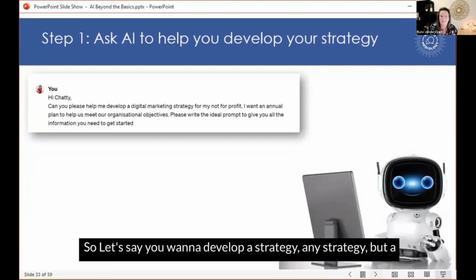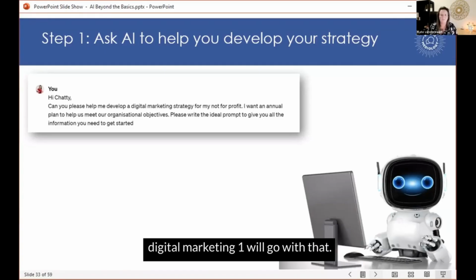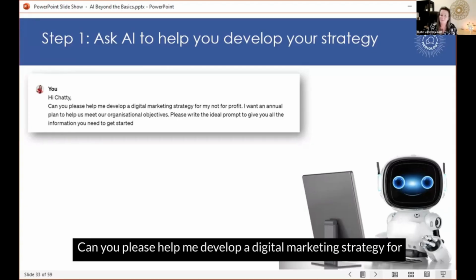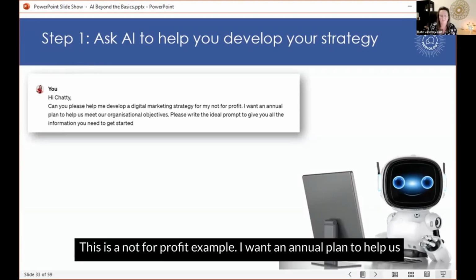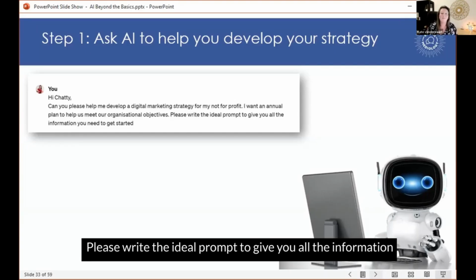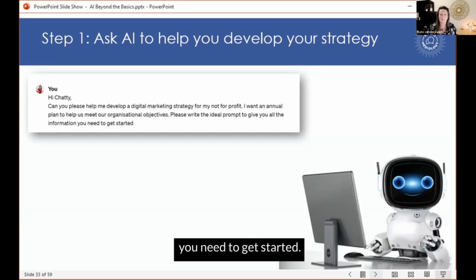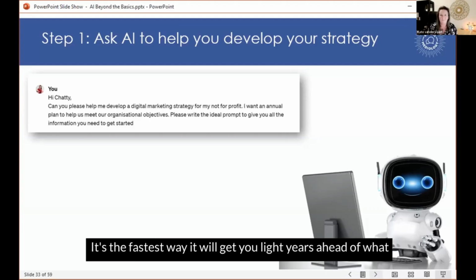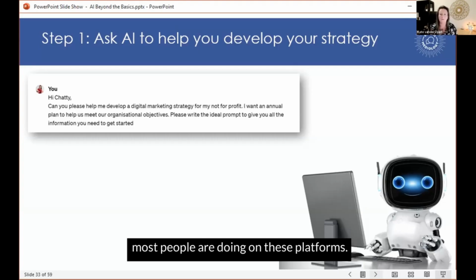So let's say you want to develop a strategy, any strategy, but a digital marketing one we'll go with. So what I've done here is I've said, hi, Chatty, can you please help me develop a digital marketing strategy for my not-for-profit? This is a not-for-profit example. I want an annual plan to help us meet our organizational objectives. Please write the ideal prompt to give you all the information you need to get started. So this is why, if you're new to AI, get AI to teach you how to use it. It's the fastest way. It will get you light years ahead of what most people are doing on these platforms.